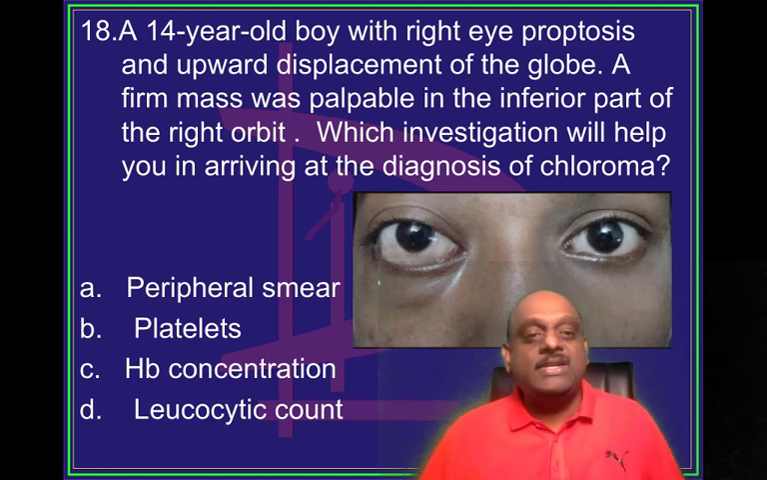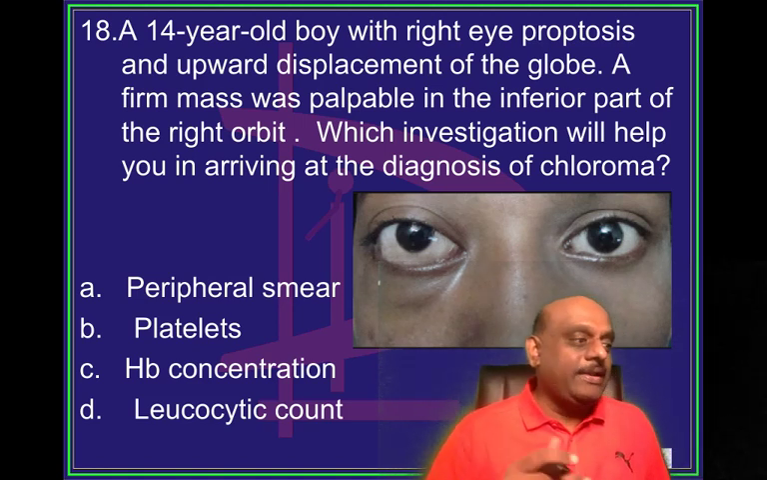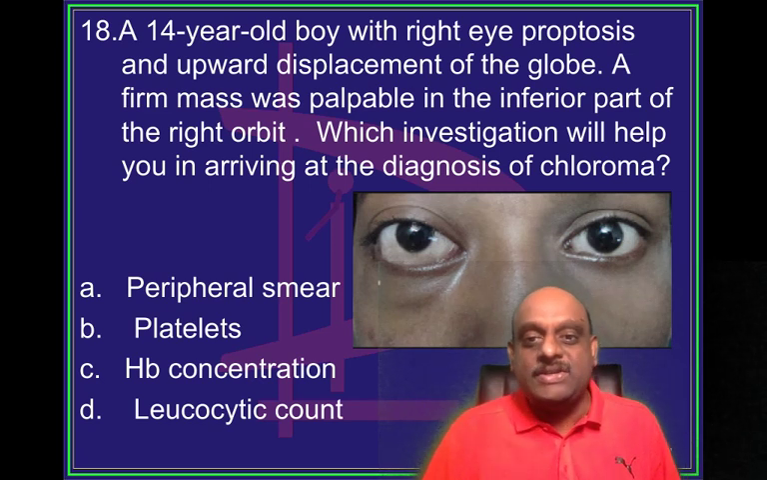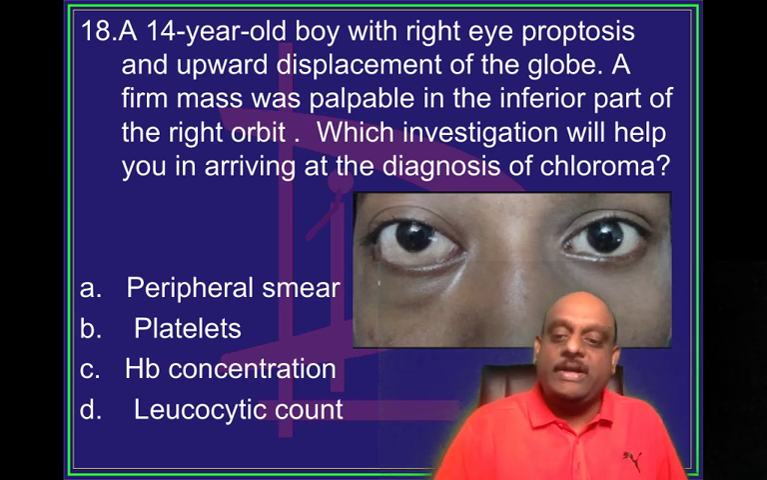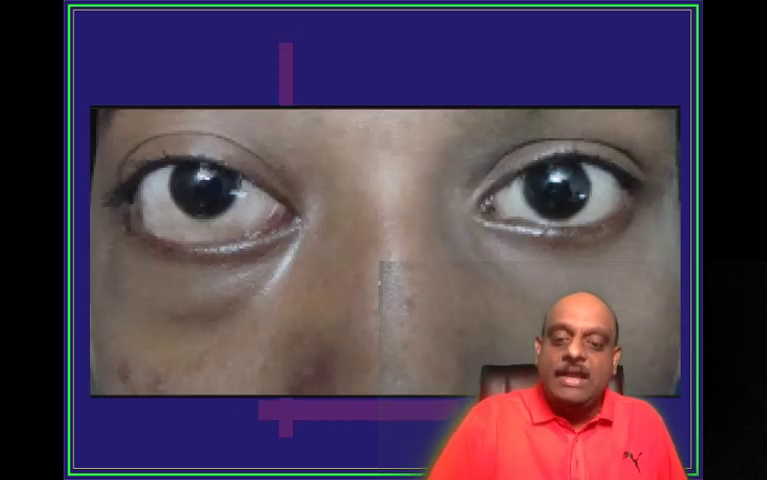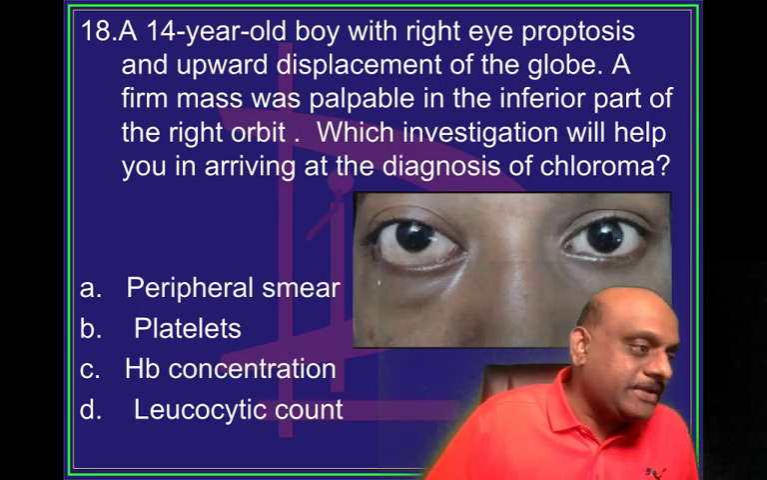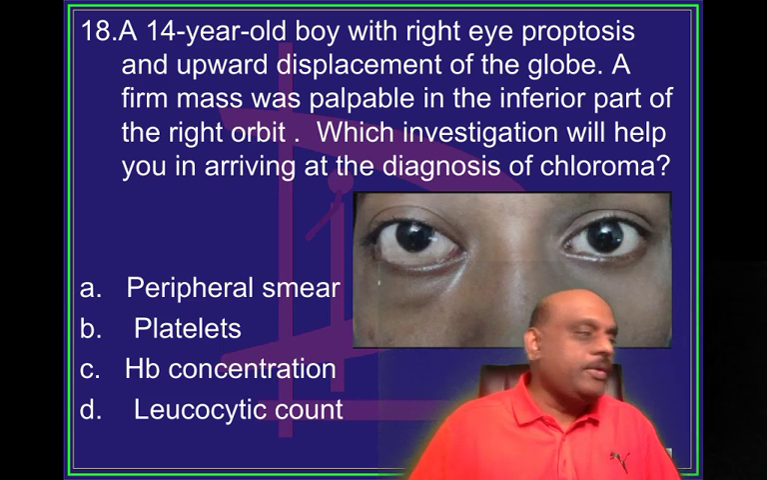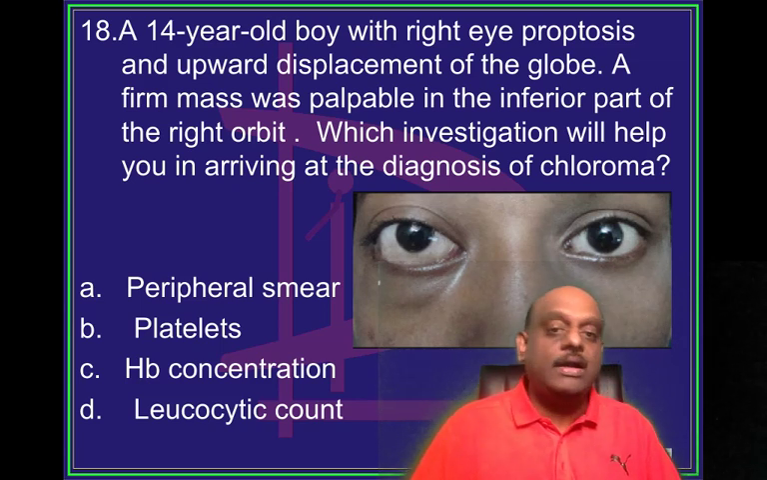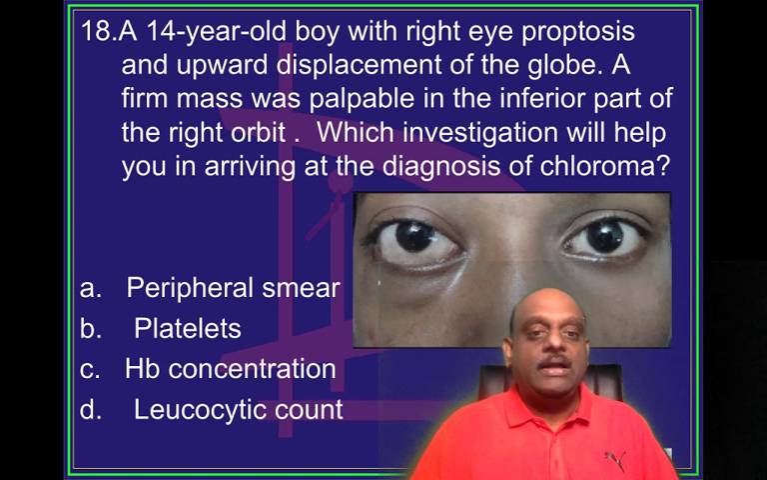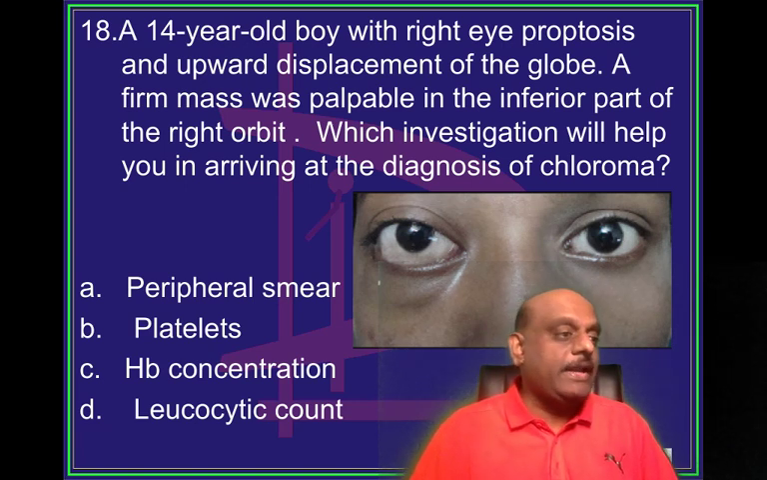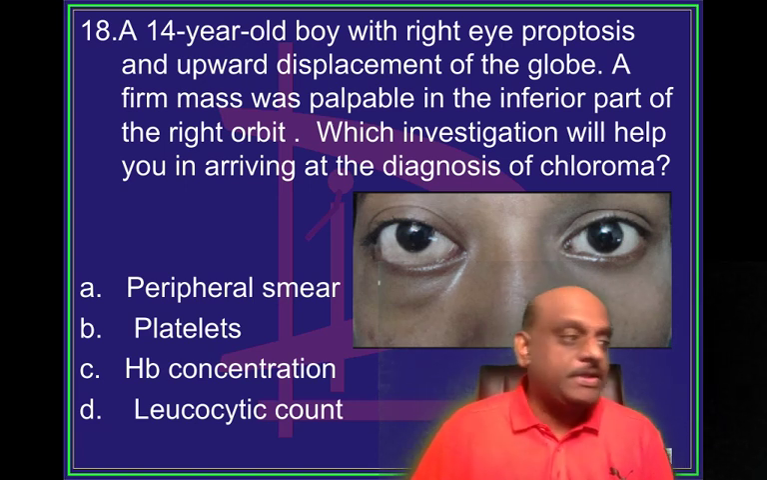So which investigation will help you in arriving at the diagnosis of chloroma is a very important question. So this is the proptosis, and on biopsy you found a chloroma? Yes. So where do you typically see, which investigation will help you to arrive at the diagnosis?